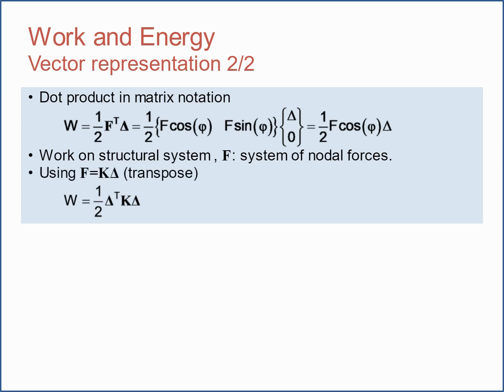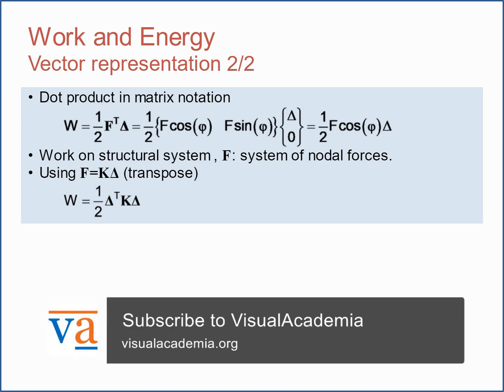The equation for the external work can be transformed into an expression consisting exclusively of the displacement vector and the stiffness matrix, using the equation F equals K times delta, converted to its transpose. The final form of the equation for the external work is W equals 1/2 times the transpose of delta times K times delta.